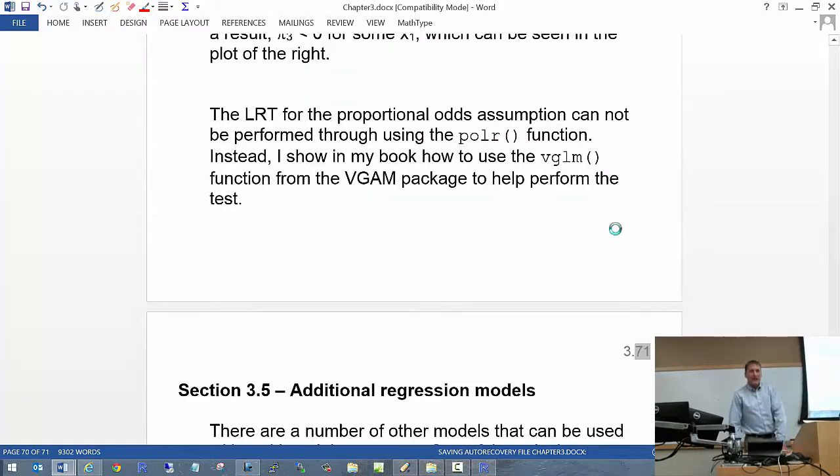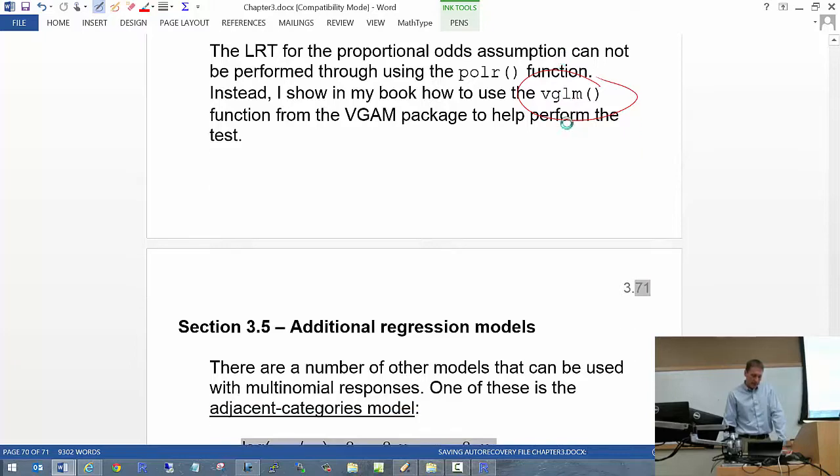Now, if you want to actually estimate these kinds of models, unfortunately the PLLR function doesn't work. You have to use the VGLM function to do that. You can see examples of how to do that in my corresponding program.